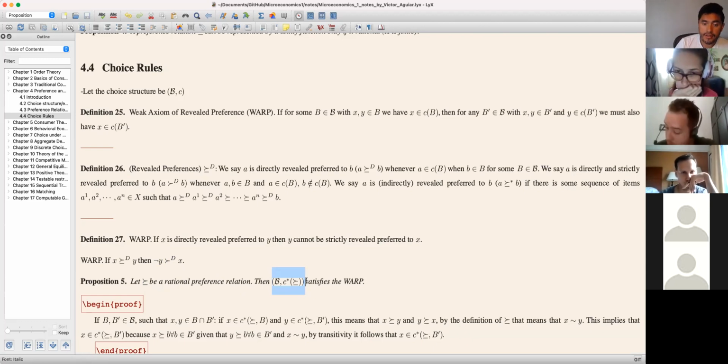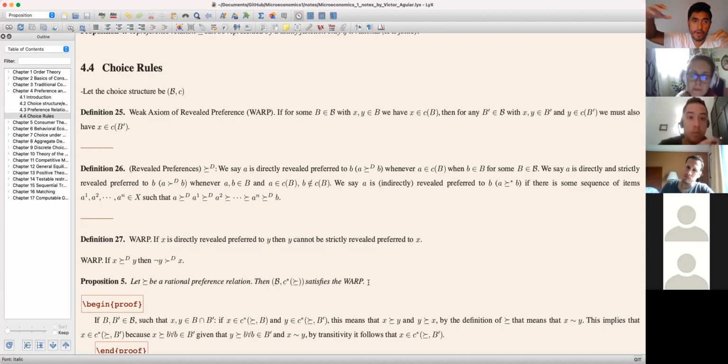Then this generated data satisfies the weak axiom. Okay. So remember that Martin said, this choice correspondence can be complete. So the choice correspondence cannot have properties of preference relations, right? It's just a set. So this choice correspondence is defining many sets. So it becomes basically a mapping that lives on sets, right? And is mapping to subsets of the sets, right?